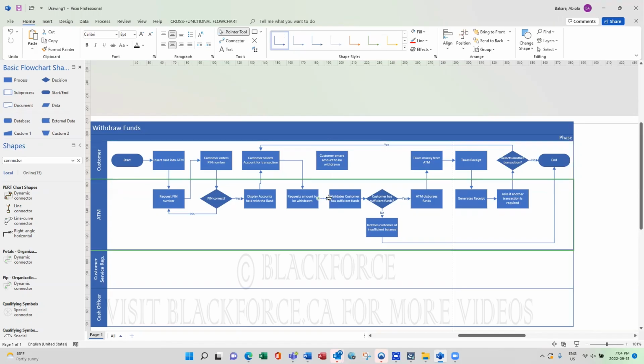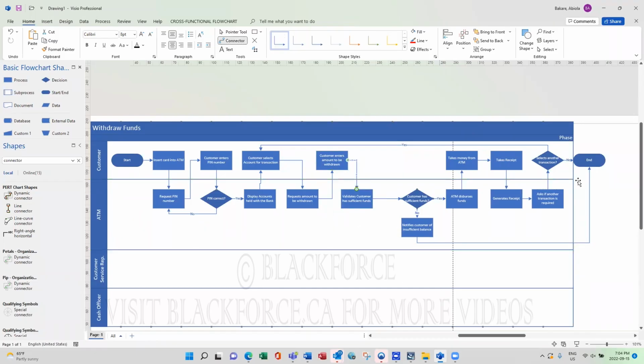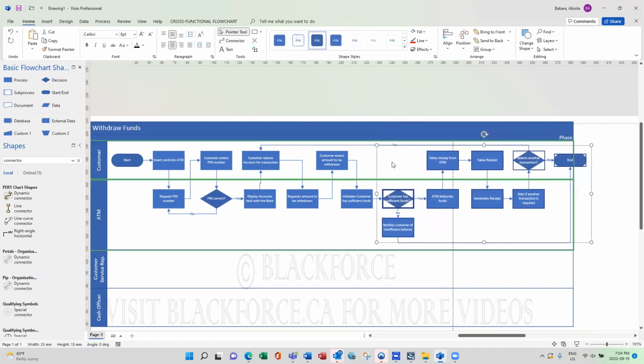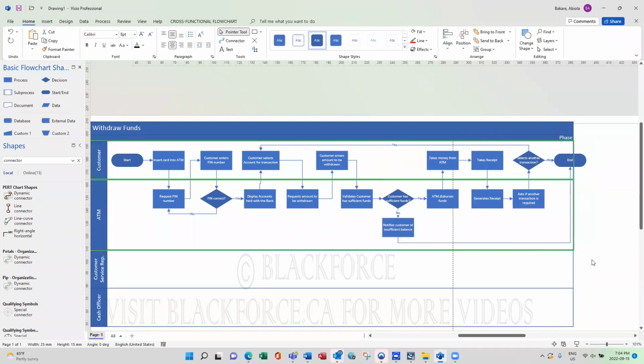So request amount to be withdrawn. I'm just going to move all of this down a bit to give myself more space. Okay. Customer enters amount, and then ATM validates that customer has enough money, and then we continue on. I think we're good, so I'm going to move this back. ATM validates customer has sufficient funds. Customer has sufficient funds? Yes, ATM disburses funds.